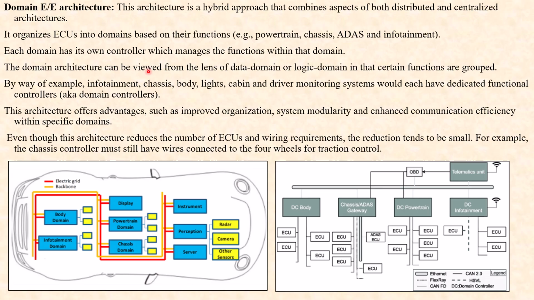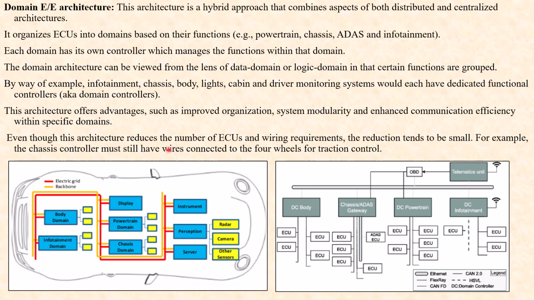Now the domain architecture can be viewed from the lens of data domain or logic domain in certain functions or groups. For example, infotainment, chassis, body lights, cabin, driver monitoring systems, which have dedicated functional controllers, aka domain controllers, aka ECU. Now the architecture advantages are such as improved organization, system modularity and enhanced communication efficiency within specific domains.